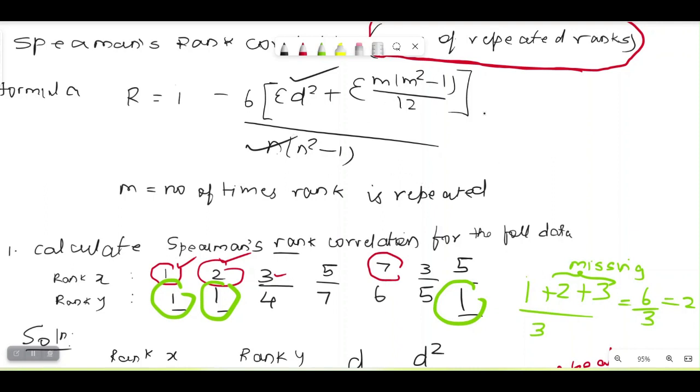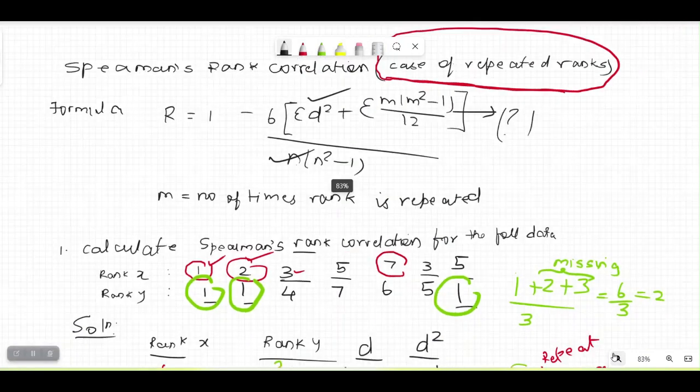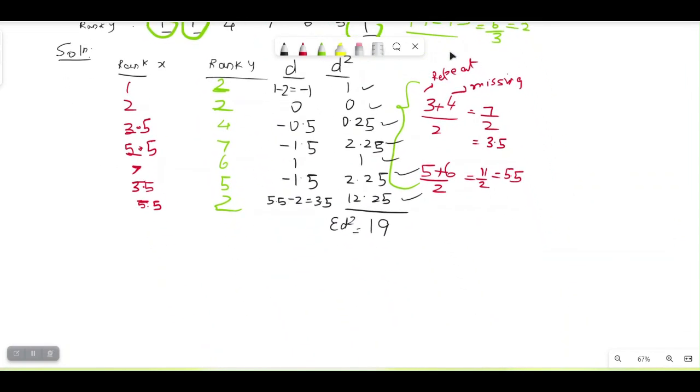But the problem is this we don't know. This we don't know. So basically our aim right now is to find this summation of m into m square minus 1. There is a way to find this. Observe carefully. Now our aim is to find the m part. See how we do the m part.